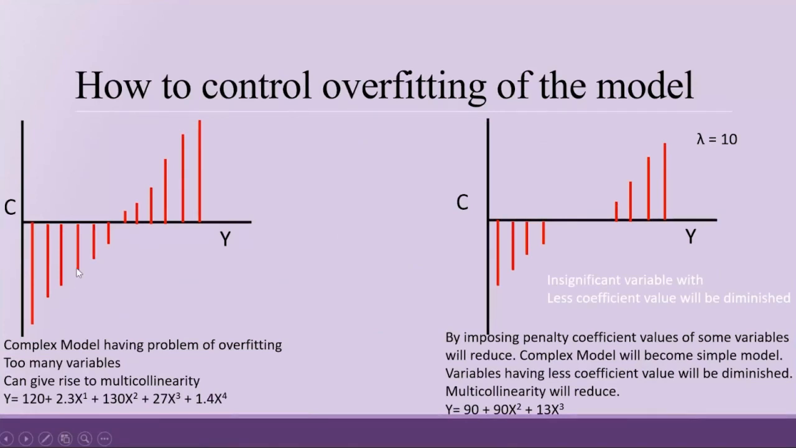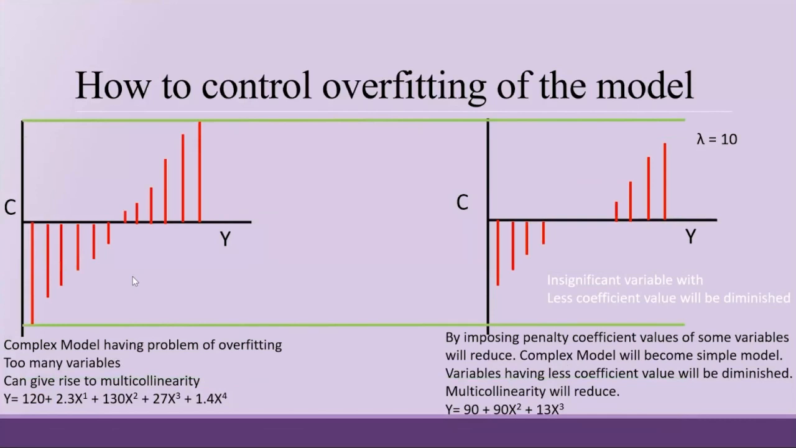Now see, these are all variables, and we have a complex model with the problem of overfitting. Too many variables are there and can give rise to multicollinearity. Now, how to control it? So for this, we are inserting one restriction on both the sides, right?